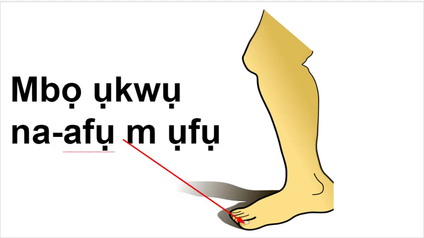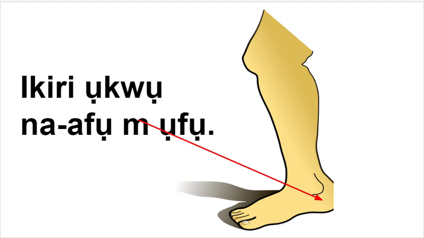Mbọ na-afụ m ụfụ. So when you are hurting on the nail, mbọ is usually ụfụ and not mgbu. Mbọ ụkwụ na-afụ m ụfụ. Ikiri ụkwụ na-afụ m ụfụ. Ikiri ụkwụ can also gbuo mgbu. Ikiri ụkwụ na-egbu m mgbu when something is coming from within, like I just explained.